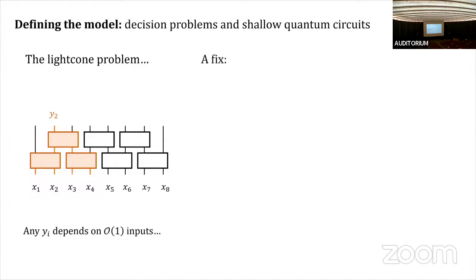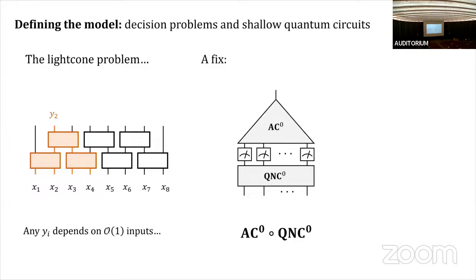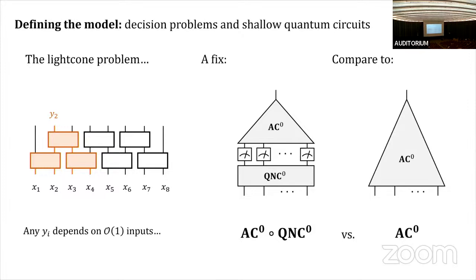So in this work, I consider the following upgrade to QNC0. So we still have the QNC0 circuit, but then instead of measuring a single qubit to make a decision, we measure all of the qubits, and then we post-process with some classical computation. So this model is AC0 composed with QNC0, and we would like to compare it to AC0 alone.